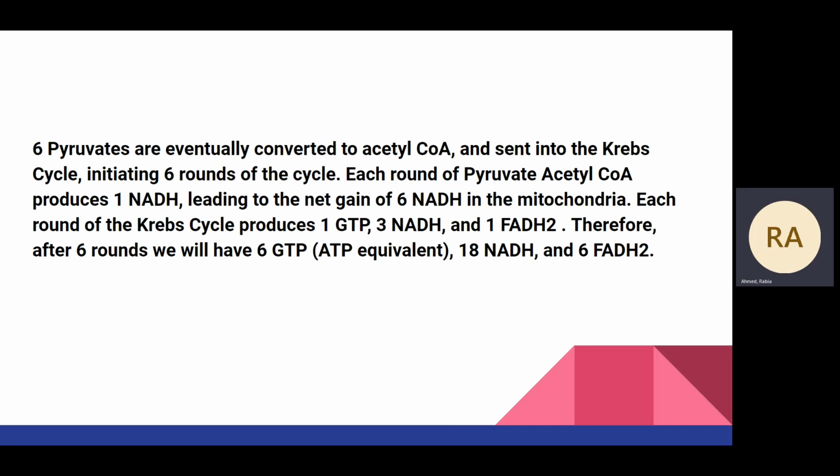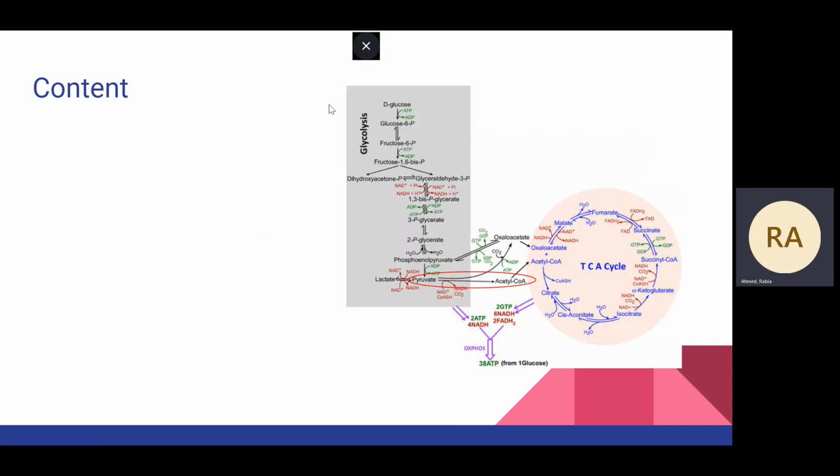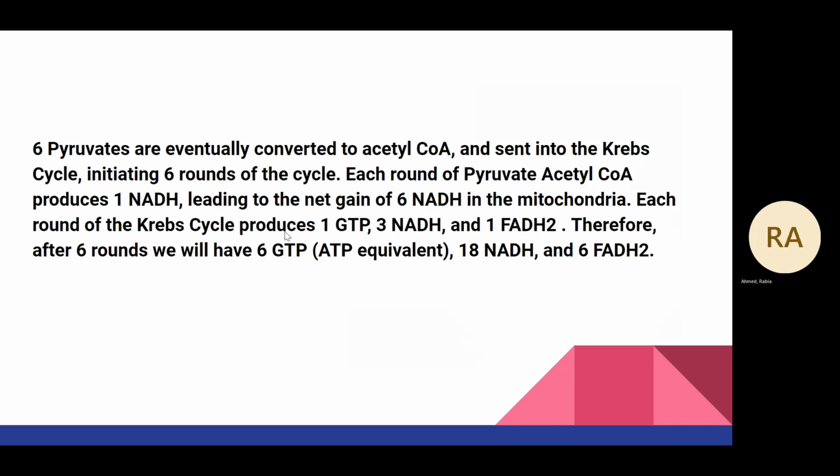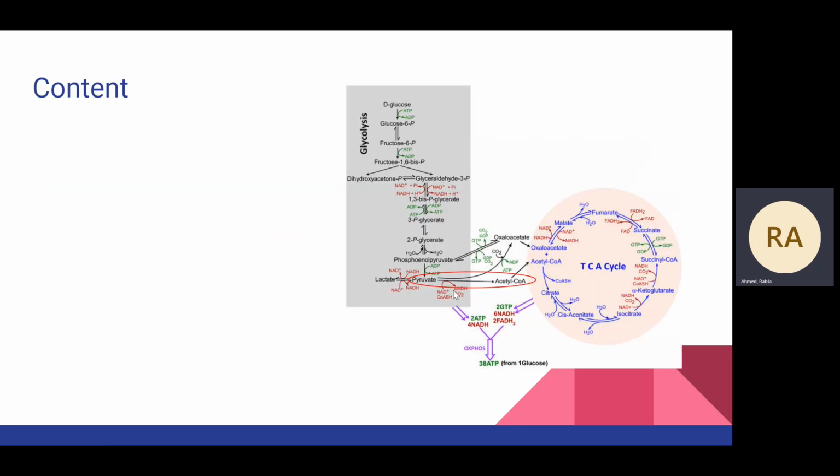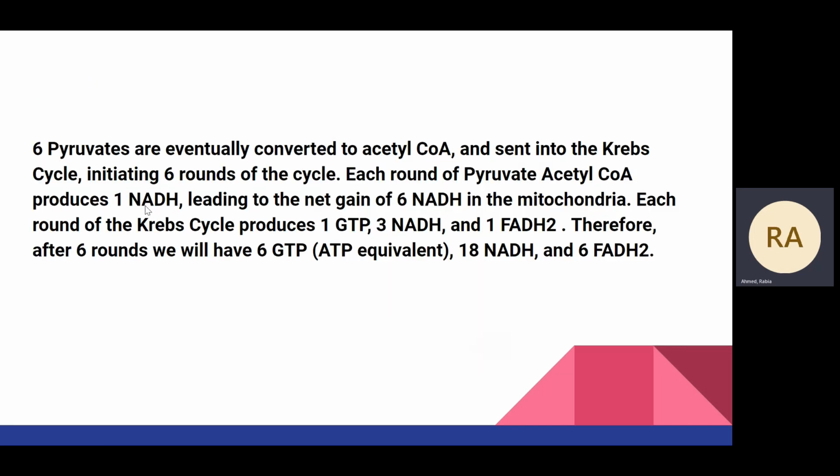I'm going to move on. Okay, so this is basically how our glycolytic cycle will go. It's going to convert from pyruvate to acetyl-CoA, and that's going to go into the citric acid cycle. So each round of this conversion produces 1 NADH. When pyruvate goes to acetyl-CoA, we can see that there's 1 NADH produced.